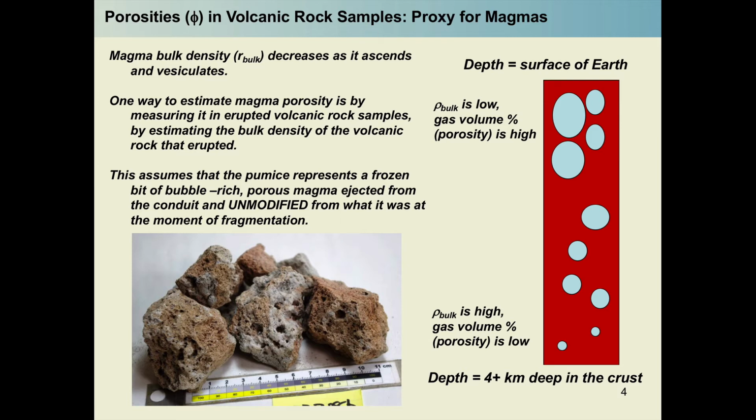We know its porosity. We have to make some assumptions here though. So this assumes that when the magma rises and it reaches fragmentation, it splits apart and forms these pumices, and then nothing happens to those after that. They come out of the volcano, they land on the ground, and they represent a perfect sample of the magma, the foamy magma, and the amount of gas it had in it when it fragmented. So we're making a big assumption here that those pumices were unmodified from what they were at the moment of fragmentation when they were magma.